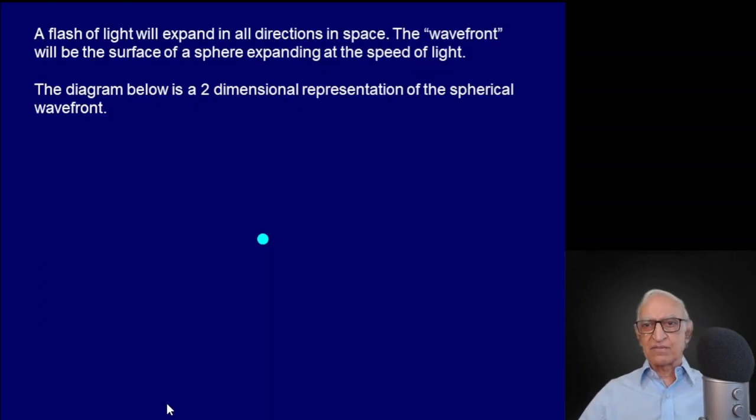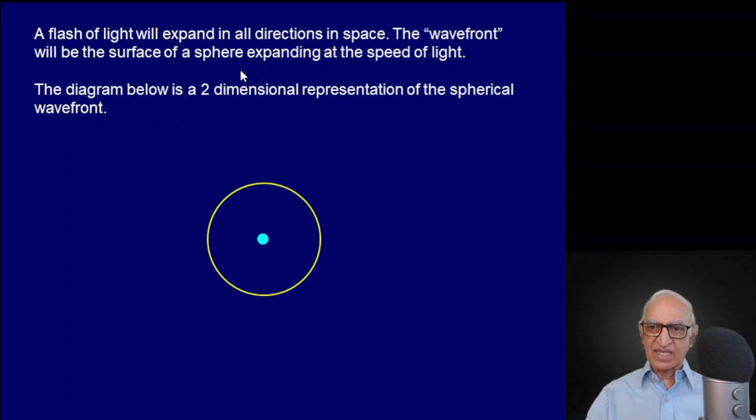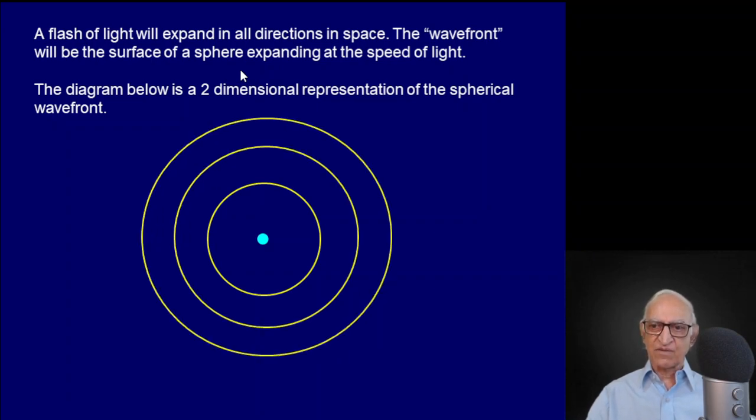Now let us do an experiment. I emit a flash of light with my torchlight here, over there. A flash of light will expand in all directions in space. The wavefront will be the surface of a sphere expanding in three dimensions at the speed of light. Its projection in two dimensions will be a set of concentric circles. This is the expanding wavefront projected onto two dimensions as a function of time.